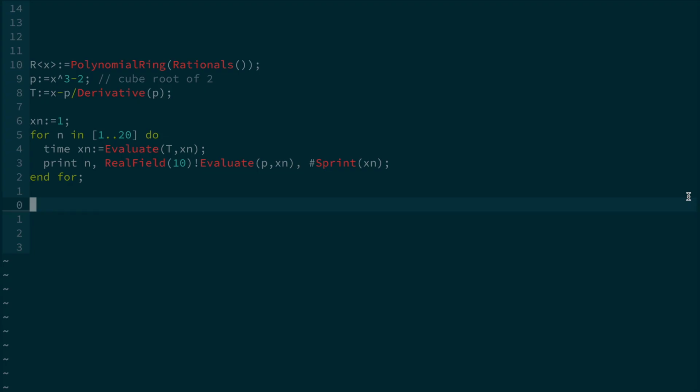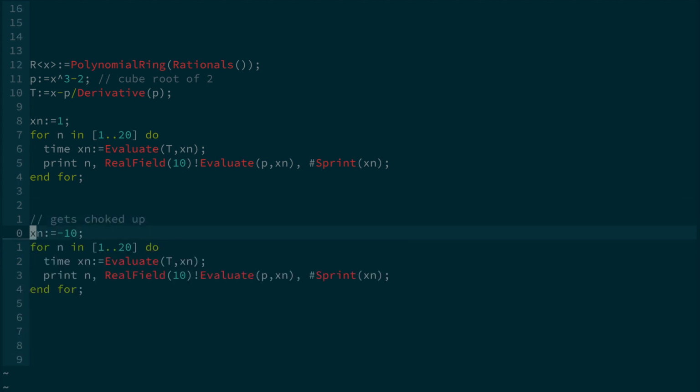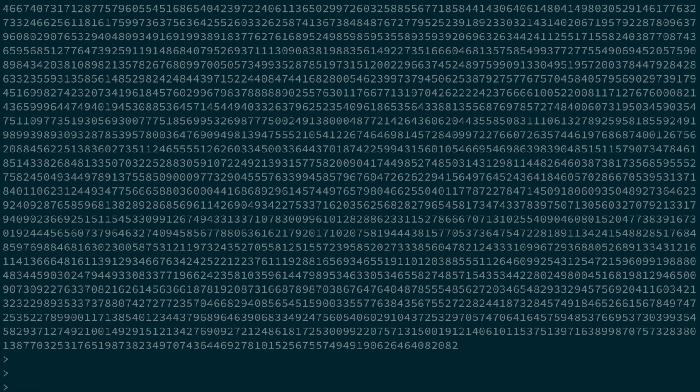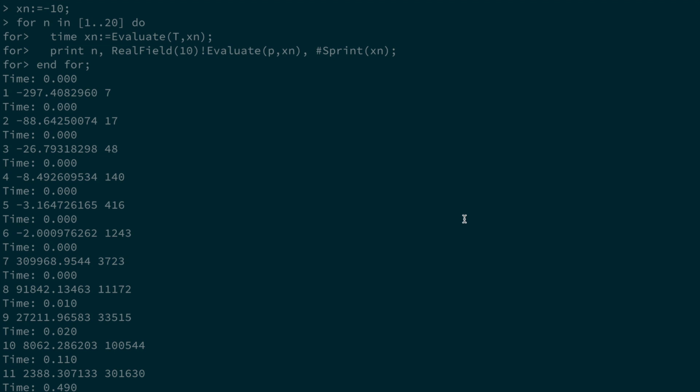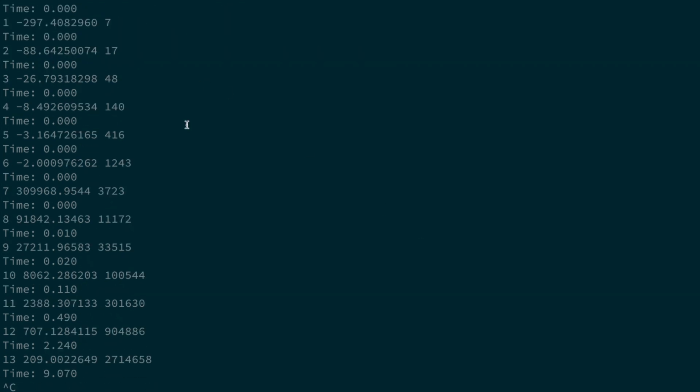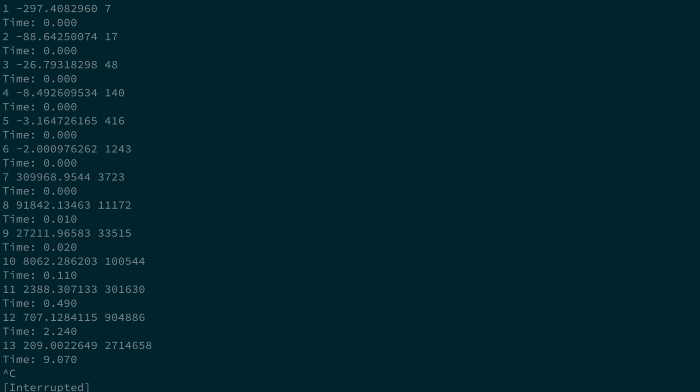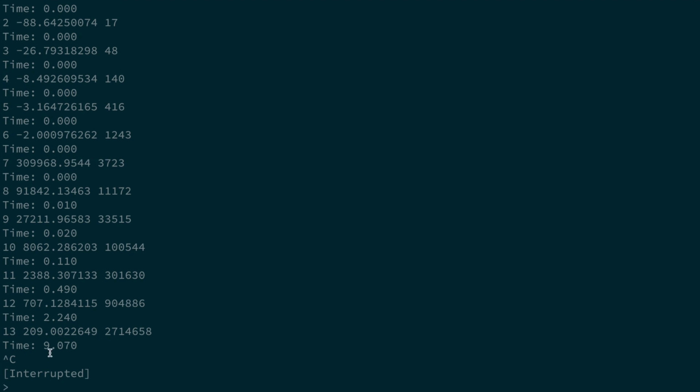All right, so the previous problem perhaps seemed a problem of luxury, because we were already approximating the cube root of 2 to hundreds of digits. So let's try something more serious. I'm just going to set my initial point to be minus 10. Maybe we don't know where our root is, so we just start with minus 10. And now it really gets choked up quite quickly before it starts approximating the cube root of 2 very well. I interrupted this computation at the 13th step, because already the 13th step took 19 seconds.